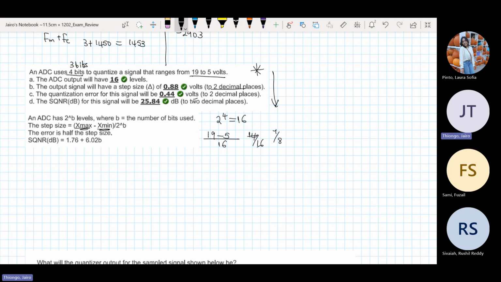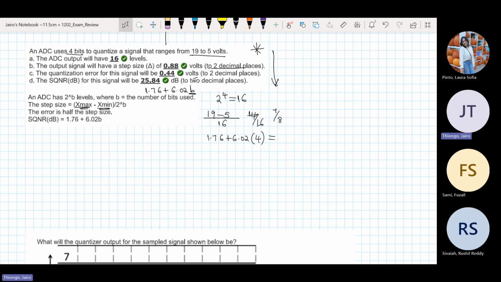And then the SQNR, this is where you need to know the formula: 1.76 plus 6.02 multiplied by the number of bits, which is 4 in this case. If you do this, you'll find that the answer is 25.84. And it's also given here, the formulas are given here. The error is half the step size. The step size is this, the ADC has that. Now on to our next question.